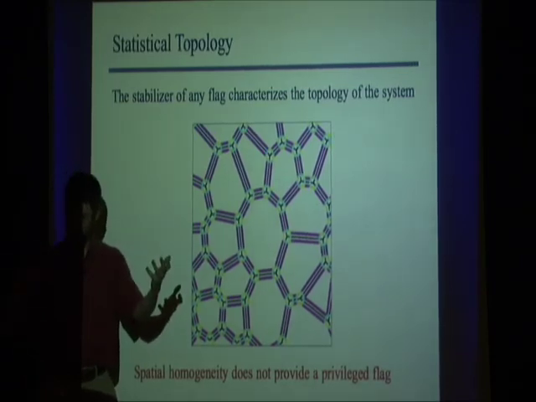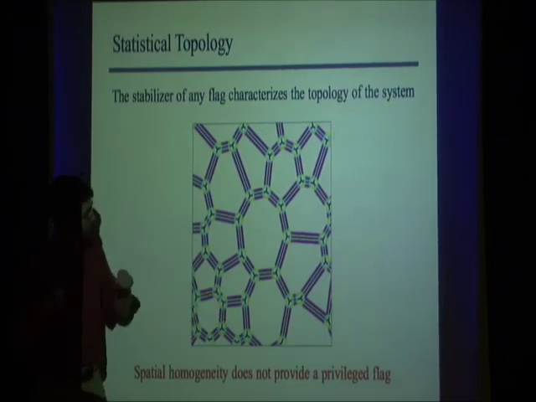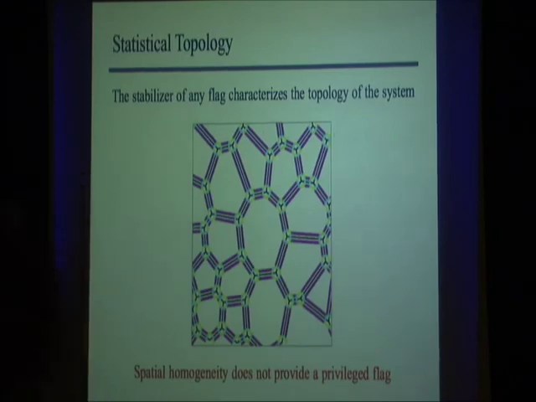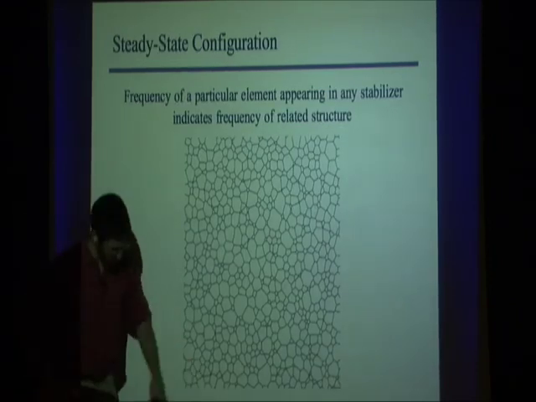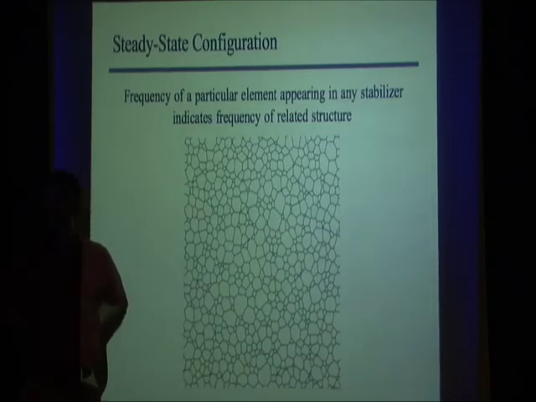We pick another base flag and do the same thing. So now we have this collection of stabilizers. And what we do is we look at statistics about the elements of those stabilizers. And from that, we can learn something about the kinds of structures we see. So here's a game. This is the same picture I showed you on the first slide. What structures do you think are most likely?